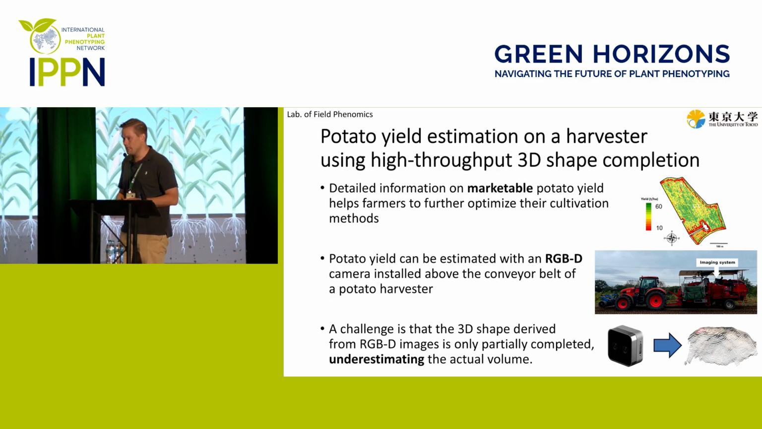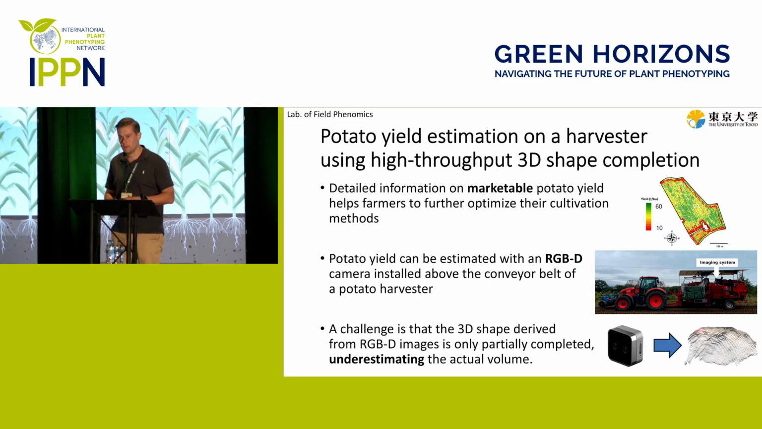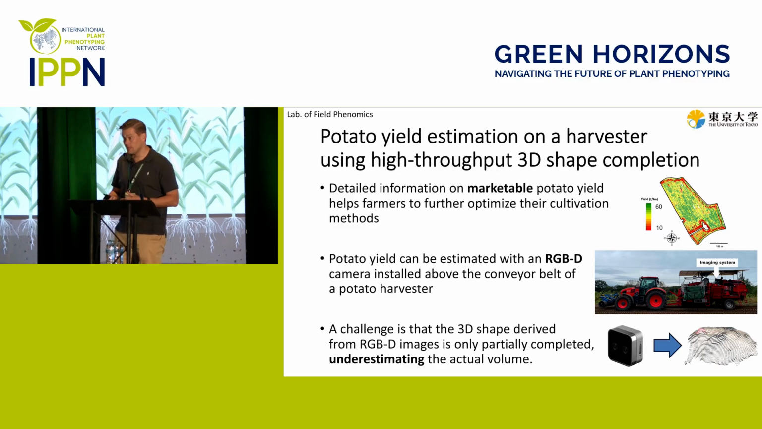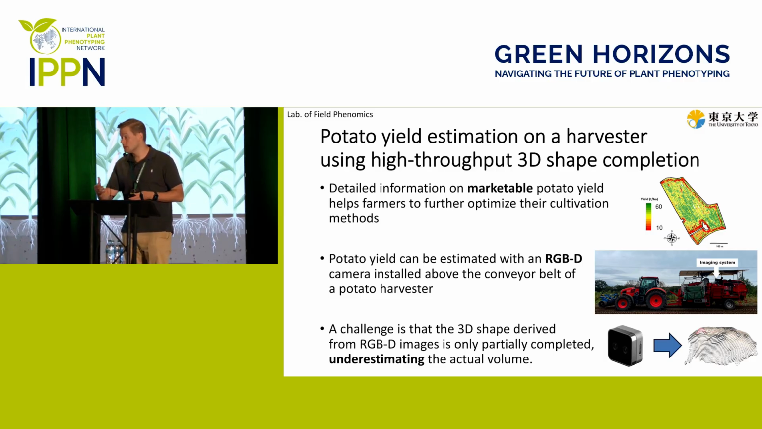So in the first place, why do we want to do this? Detailed information on marketable potato yield is a very important metric for farmers because then they can optimize their cultivation methods. With the current state of the art in hardware and software, it's relatively easy to mount RGBD cameras on a conveyor above the harvester, and with that information, you can estimate the yield of the potato.